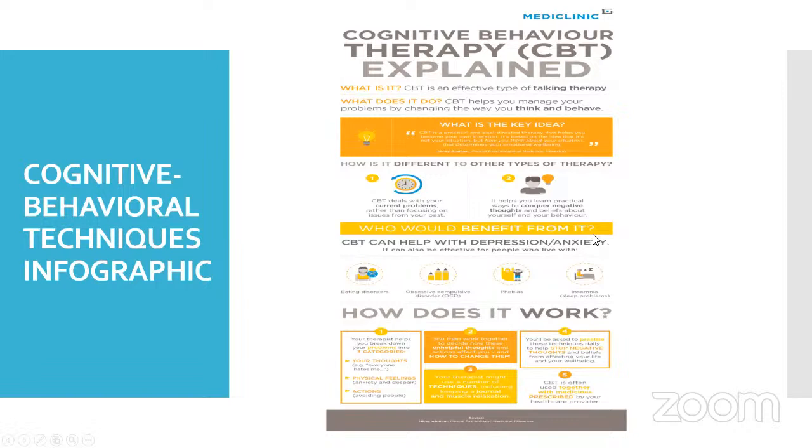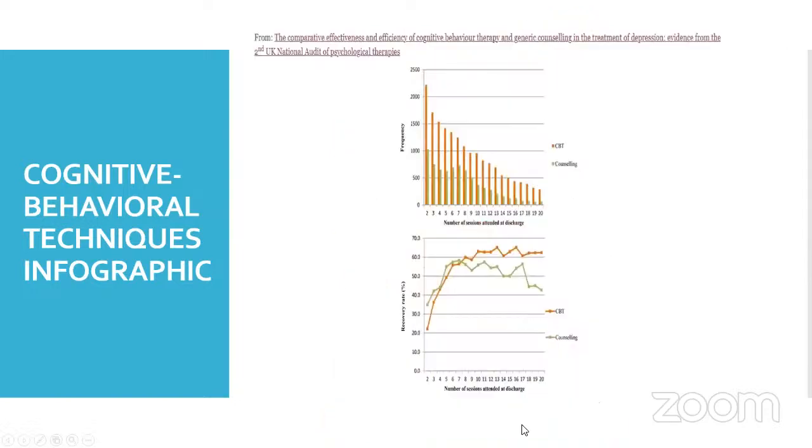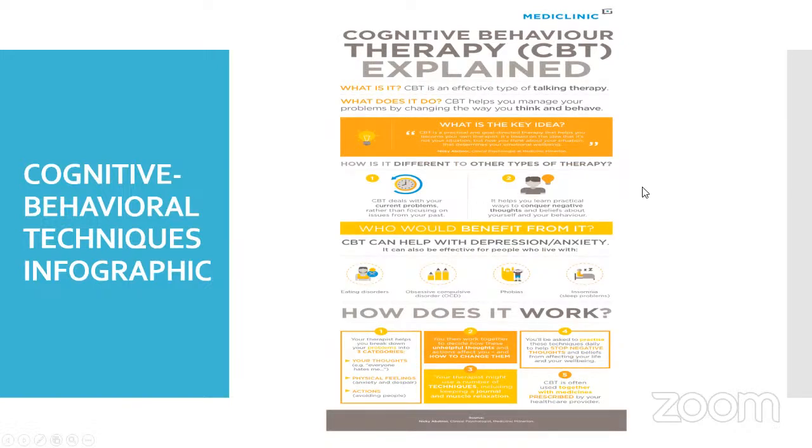Then who would benefit from it? Eating disorders, OCD, phobias, insomnia. And how does it work? Three categories: your thoughts, physical feelings, and actions. Your therapist helps you break down your problems into these three categories. This is taken from a source written there. I will send you the PPT and you can check it. Mediclinic. Do you have any idea about this Mediclinic site?